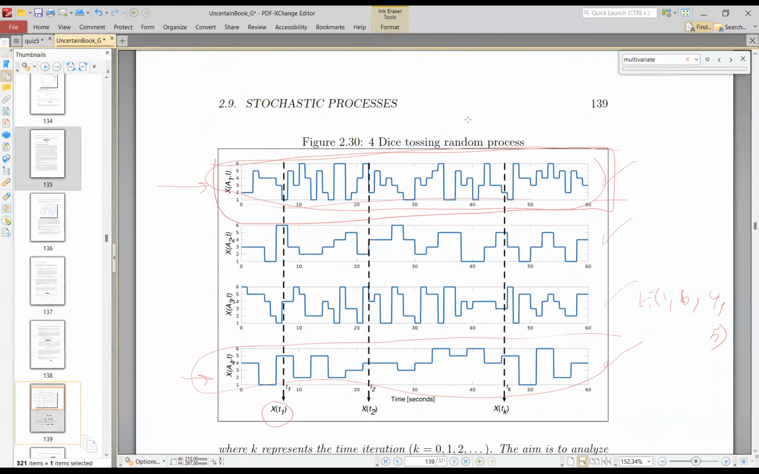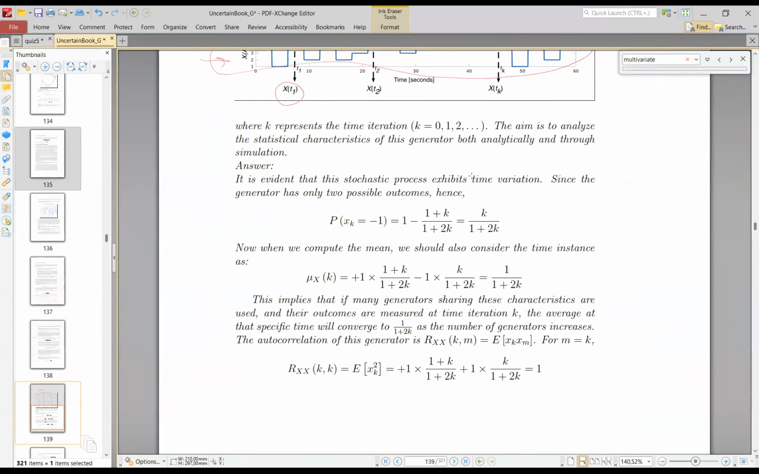Okay, then the probability of the voltage being minus 1 will be 1 minus the previous probability. So now you can compute the mean or the average here. It will be plus 1 times the probability to get plus 1, minus 1 times the probability that you get minus 1. So this is the mean. And you can see that the mean is time varying. The mean depends on the iteration.